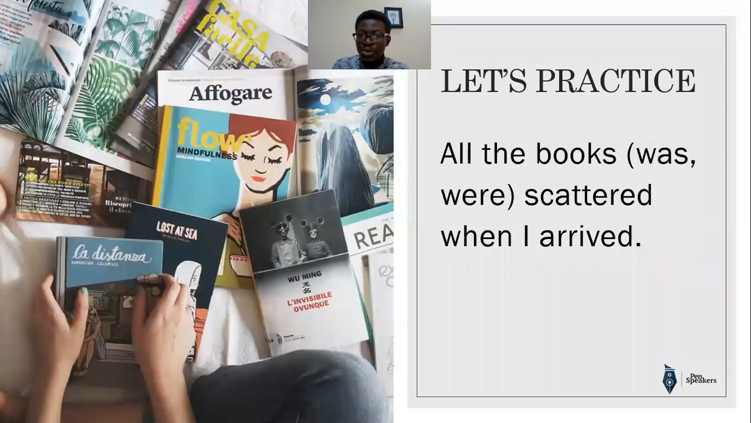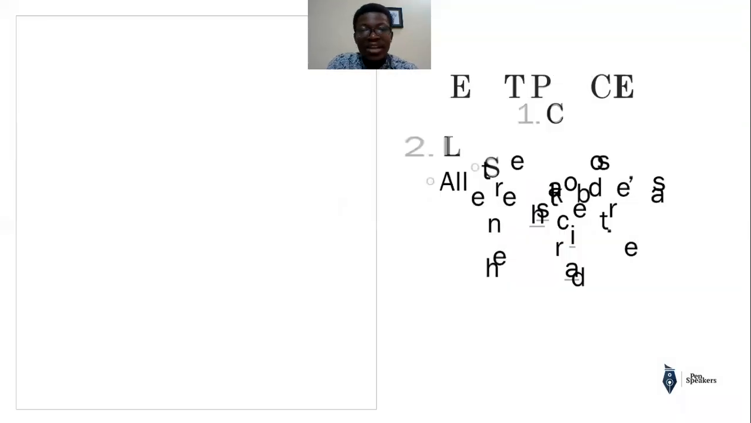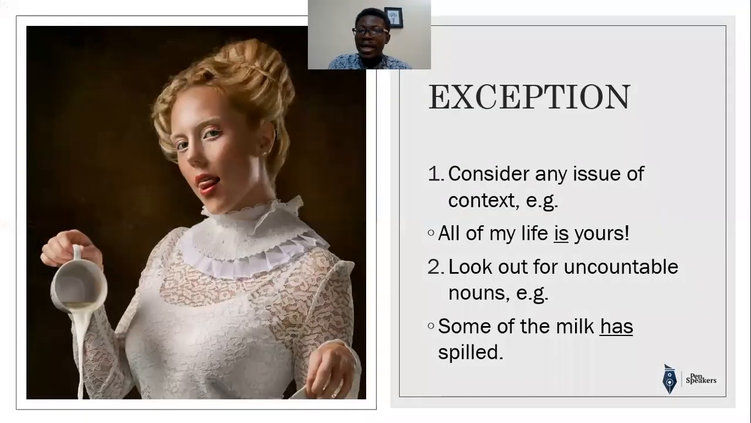So in practice, we have this. All the books dash scattered when I arrived. You know definitely that you will say all the books were scattered when I arrived. Now, this is the exception. In a case where all is referring to a singular entity, you need to take a look at context. Consider the issue of context. All of my life is yours. In this particular case, this person says, if pieces of my life were put together and given to you, all of them is yours. All of my life is yours. All right, you get that.